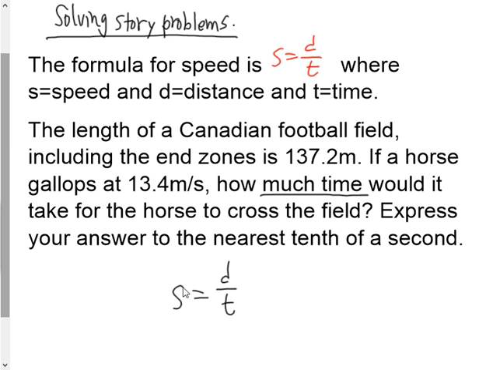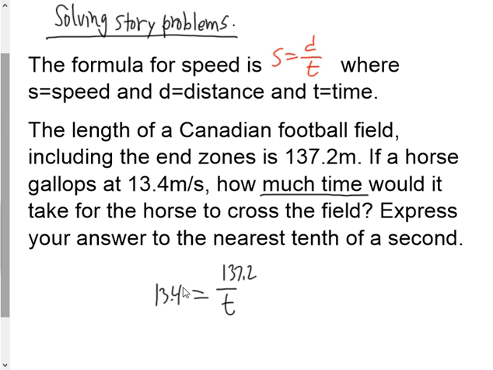So the distance, or the length of the field, is this d. So I'm going to change this to 137.2. The speed at which the horse gallops, or s, is 13.4. So when I substitute all of my information in here, I end up with this equation. Now this looks simple, but it's actually a two-step equation.